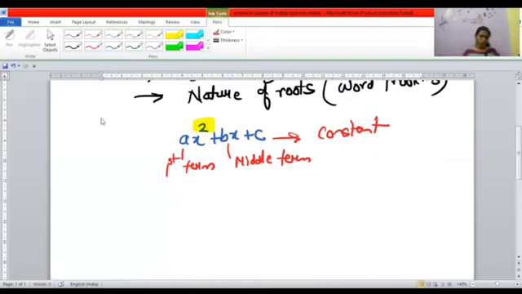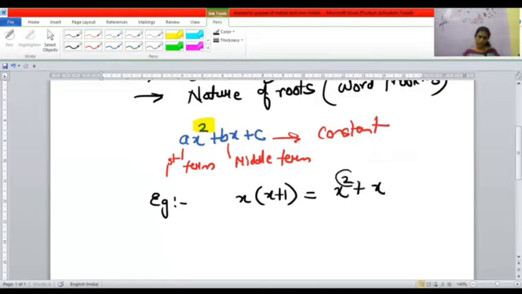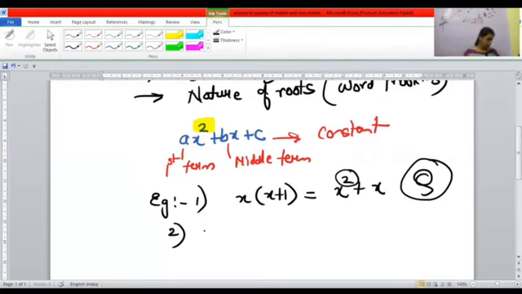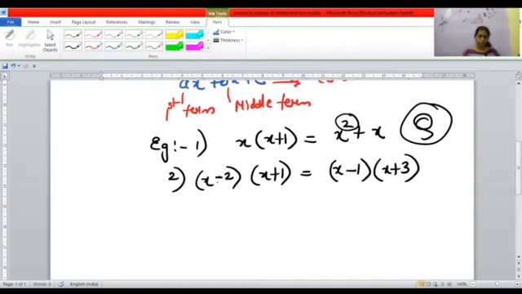See, x into x plus 1. Opening the bracket, you get x square plus x. Again, the power is 2, so this is your quadratic equation. Then one more example I'm writing here. Do carefully notice it. It is x minus 2 into x plus 1, which is equal to x minus 1 into x plus 3. Students, you are going to solve these brackets and then find out whether the final equation we are getting is quadratic, whether the degree is 2 or not, right?